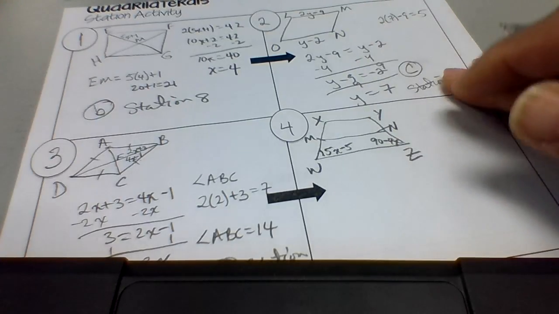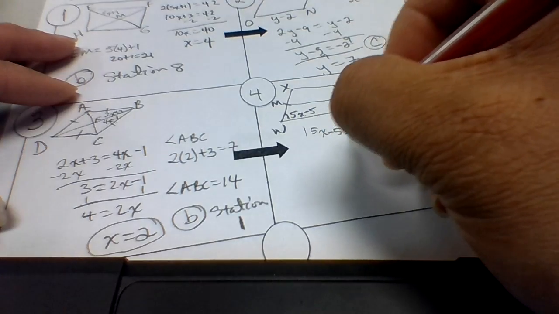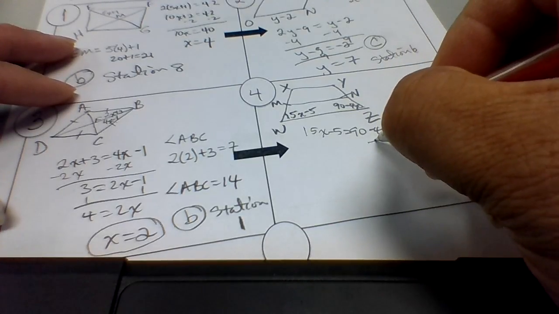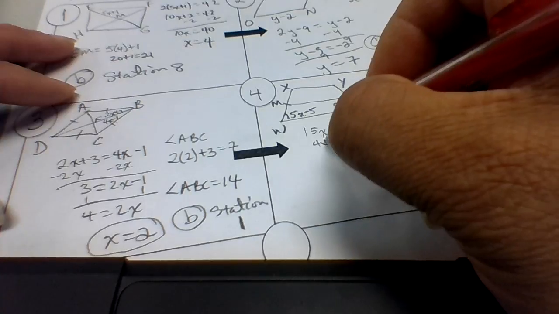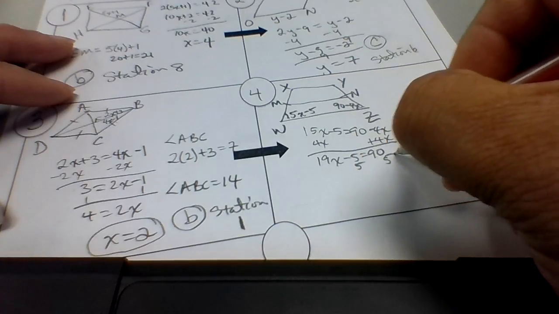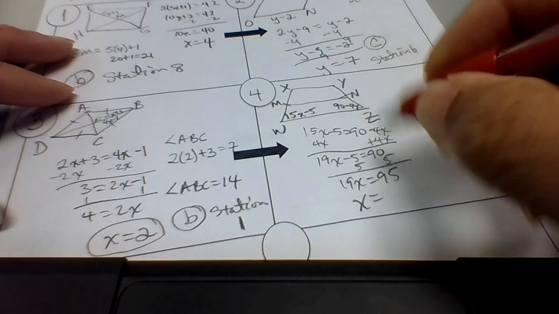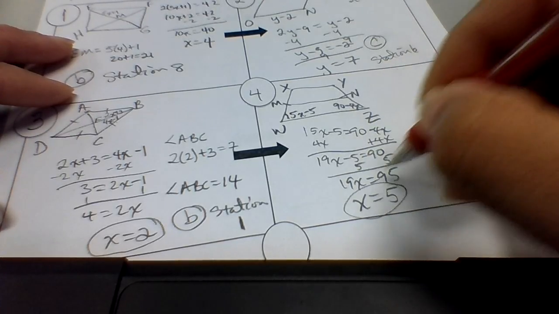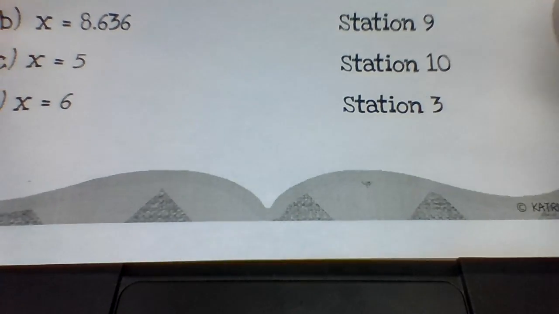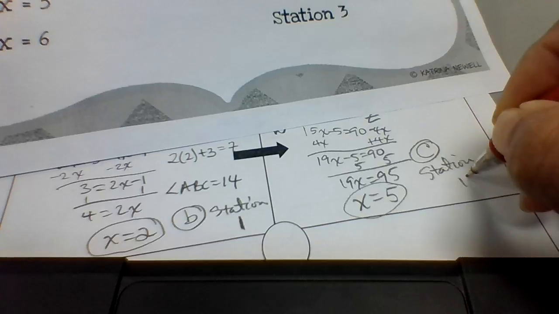So these two base angles are equal to each other, so I'm going to set these equal. So 15x minus 5 equals 90 minus 4x. Add 4x to both sides. So 19x minus 5 is equal to 90. Add 5, add 5. 19x is equal to 95. So x is equal to 5. And now I go to station 10. So my answer is C. And I go to station 10.